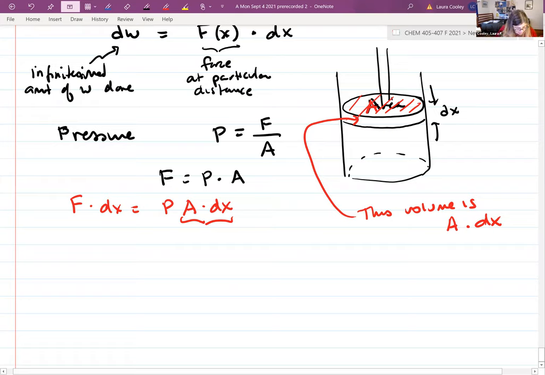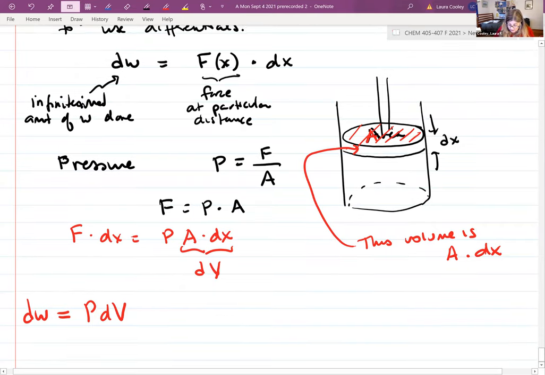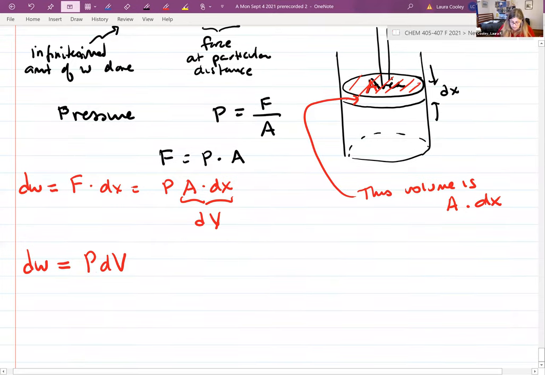So that tells me, let's see, PA dx. Oh, so this is dV, the change in volume. So PdV is our starting place for what the work is. So dW is F dot dx, which is PdV. So we have this formula for calculating expansion work.